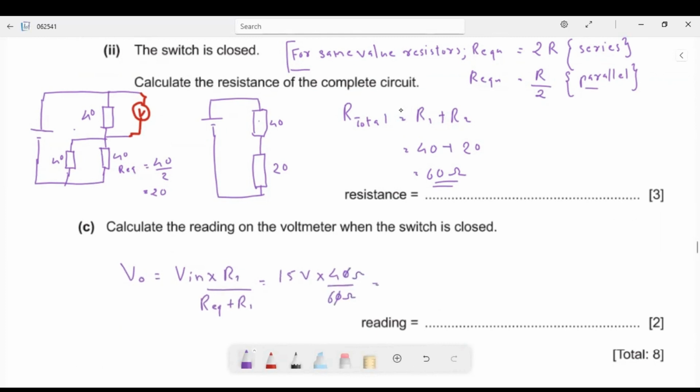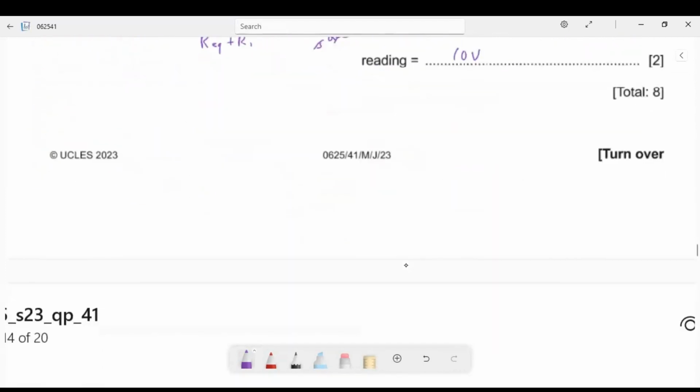So we can cancel it. 60 divided by 40 gives 3 times this is 3. This will be 5. 5 into 2, that is 10 volt. So we'll get the answer as 10 volt.